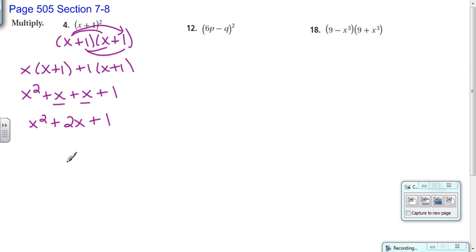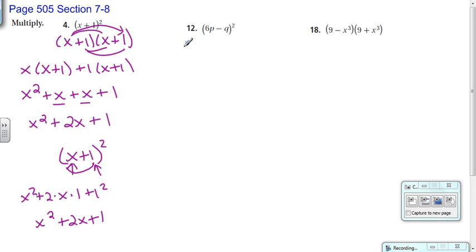The shortcut for the square of a binomial is square the first term, so you get x squared. Multiply the two terms together, x times 1, double it, keep the sign that was in the middle, and square the last term. So that's the shortcut, and it still leads you to x squared plus 2x plus 1.